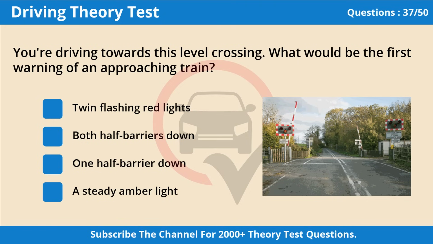Question 37. You're driving towards this level crossing. What would be the first warning of an approaching train? A. Twin flashing red lights. B. Both half barriers down. C. One half barrier down. D. A steady amber light.